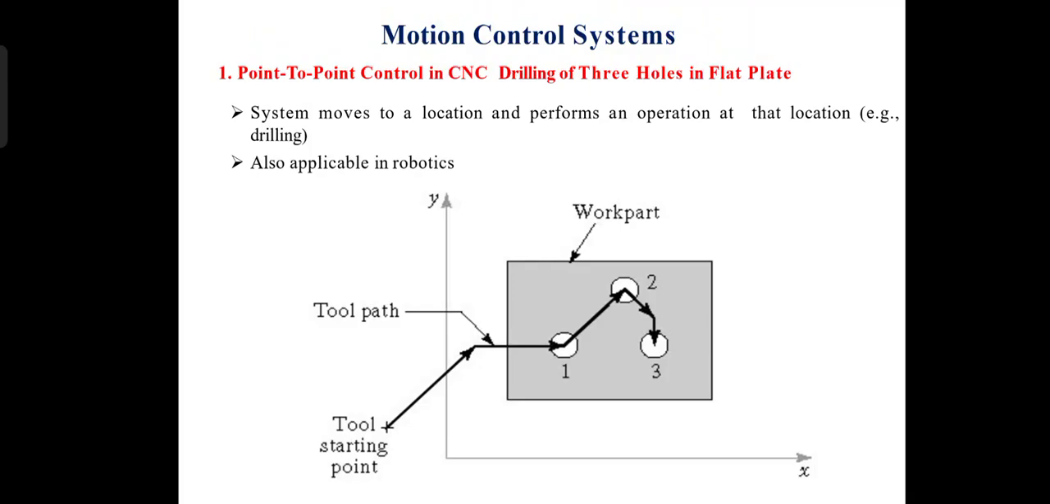Hello friends, today we are discussing the motion control system in CNC machines. First, we will discuss the point to point control system, for example CNC drilling of a threaded hole in a flat plate. The system moves to a location and performs an operation at that location, as in the drilling process.